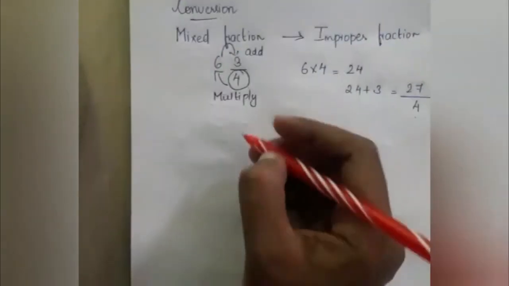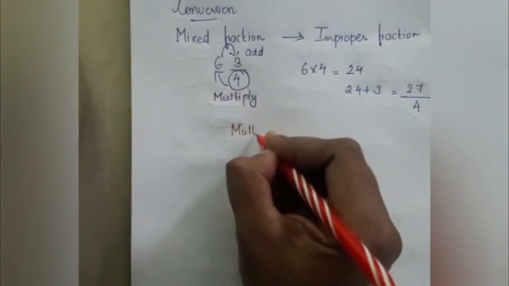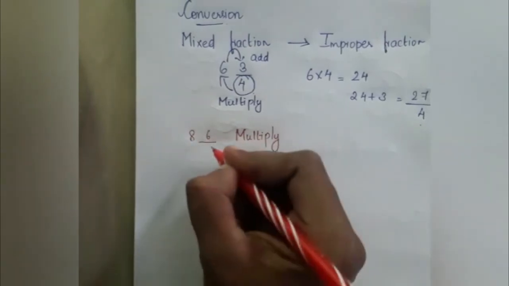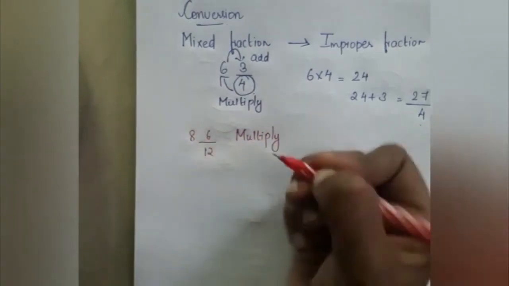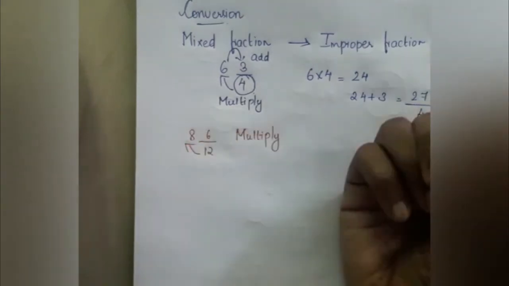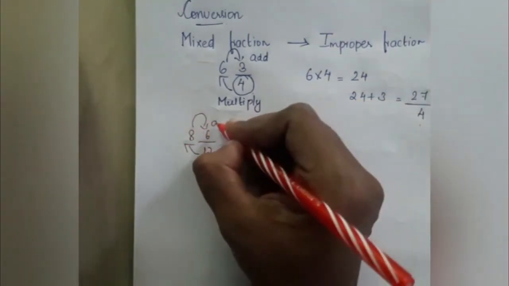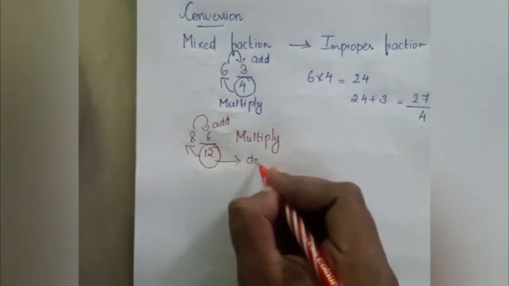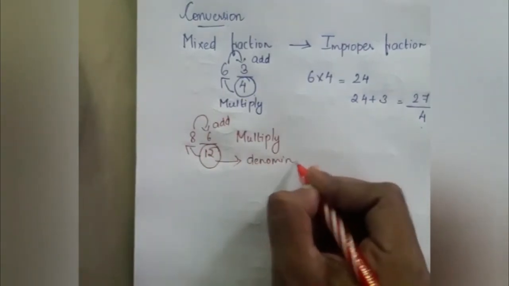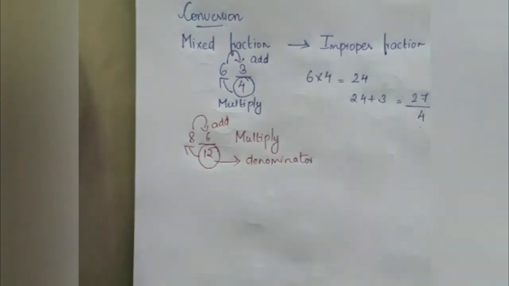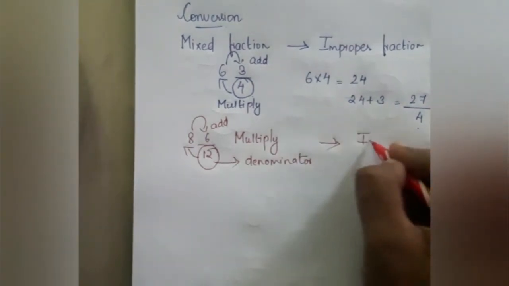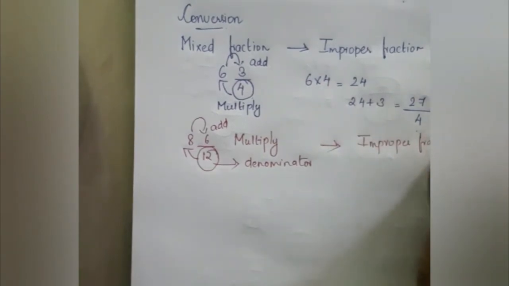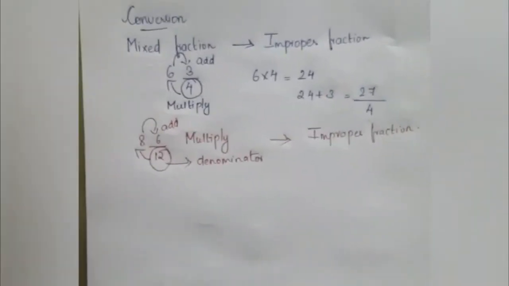First you have to keep in mind, first you have to multiply. If this is an example, you have to first multiply 12 into 8, then you have to add. And the denominator is the same. This is the same denominator. You have to write the same number. Mixed fraction the same. So the answer will be an improper fraction. Okay, don't forget this.